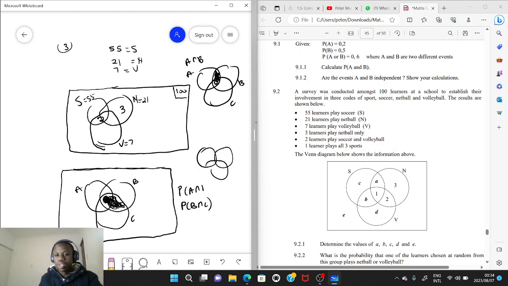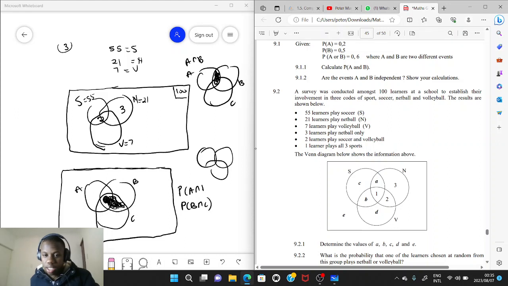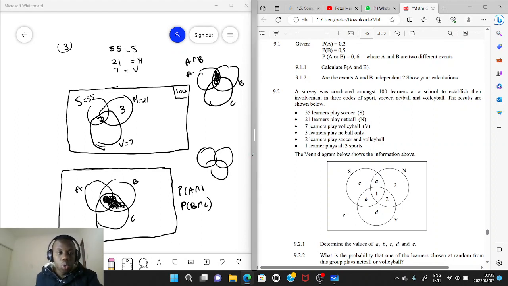And we are told that one learner plays all sports. So this represents the intersection of all circles. That means this learner is engaging in all events, right? So we'll have one. So we'll look at the intersection of all circles. Where do we see the intersection of all circles? This portion. This small portion, we'll put one in this small portion. Why? Because this is where all circles overlap.